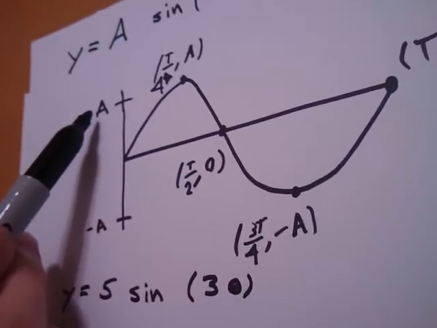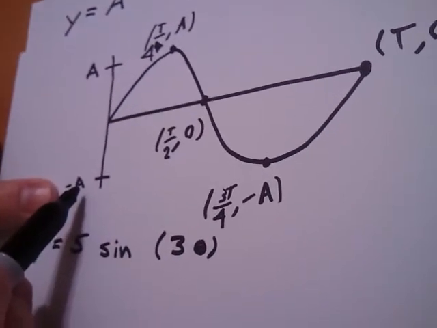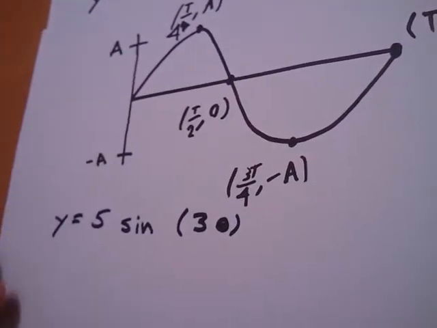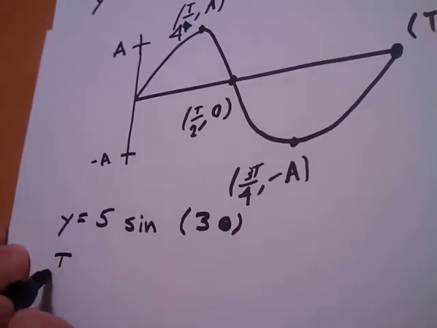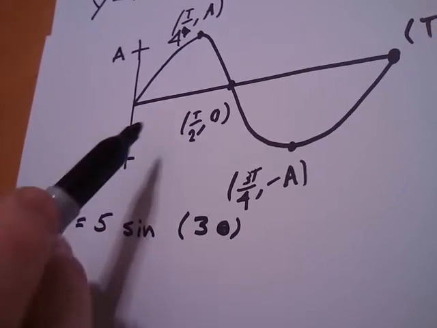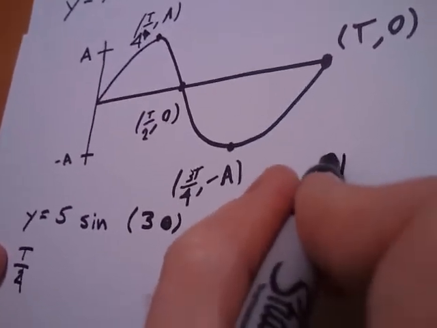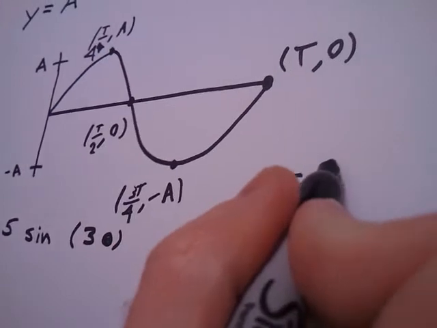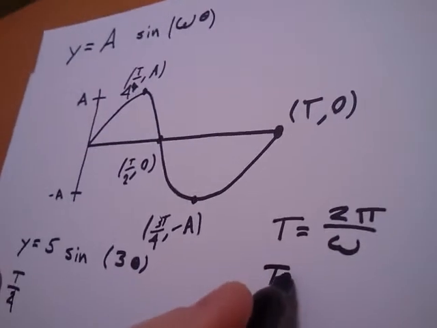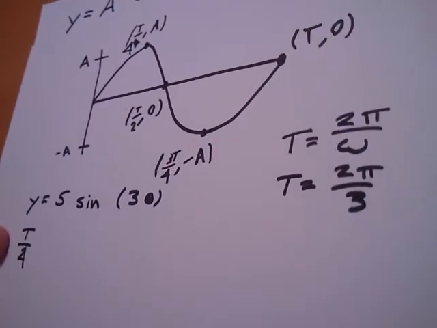So we know that this a up here would be 5. Down here, this would be negative 5. Let's find what these x values would be. Well, we've got T over 4. Let's do the first one. In order to do T over 4, we need to get the period. We need to find out what T is first. So we use our formula. T equals 2 pi over omega. Well, we know that our omega is 3, so the period is just going to be 2 pi over 3. We can't make that any simpler.